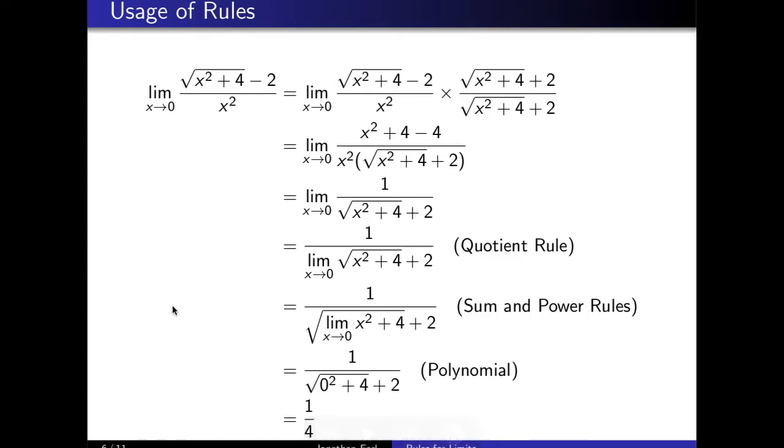And then we'll use the sum followed by the power rules, and what we'll see is we have a polynomial here, x squared plus 4. As x goes to 0, that limit is going to be 4. So we're able to switch the order of taking the square root and evaluating the limit. What we wind up with in the end is 1 over the square root of the limit as x goes to 0 of x squared plus 4, with a plus 2 outside. And then because we've reduced our problem down to looking at limits of just polynomials, we're able to plug in x equals 0 and get a final answer of 1/4.